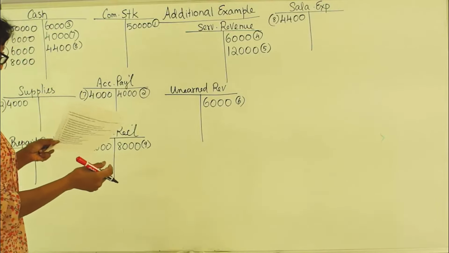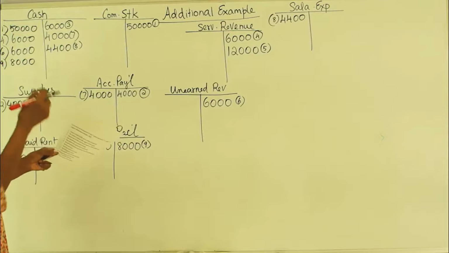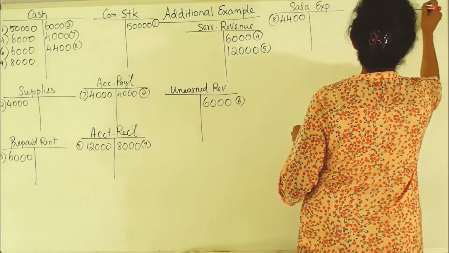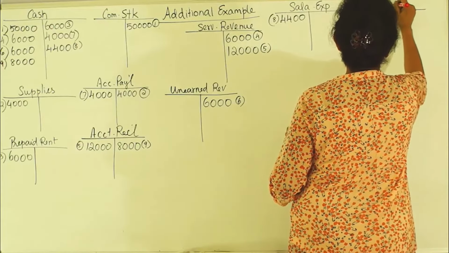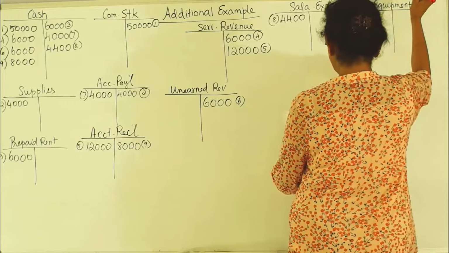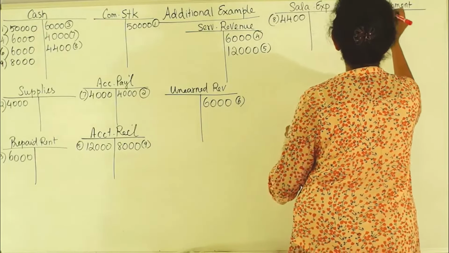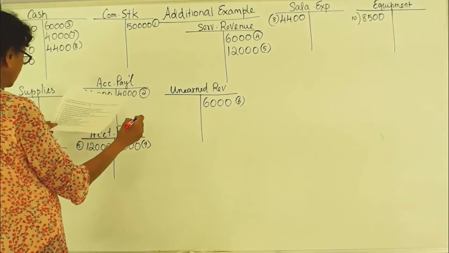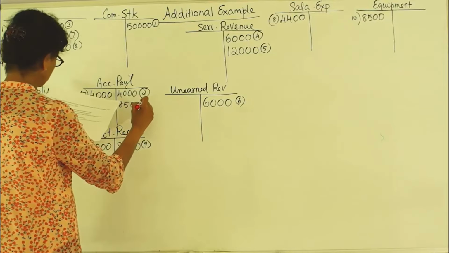Number 10, it purchased office equipment for $8,500 on account. So here an office equipment is an asset. So you go to equipment and debit it for $8,500 and you credit accounts payable $8,500.